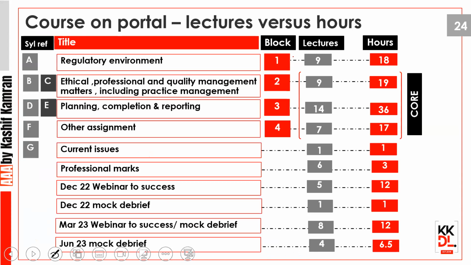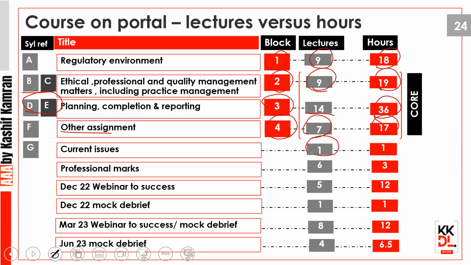Now this is how these things are on the portal. For the regulatory environment, block one, you have a total of 9 lectures with 18 hours. For block two, which is syllabus area B and C, you have a total of 9 lectures with 19 hours. Then you have syllabus area D and E under block three. You have 14 lectures of 36 hours. And I just told you 50% of your time should go here. Other assignments, block four, 7 lectures and 17 hours.